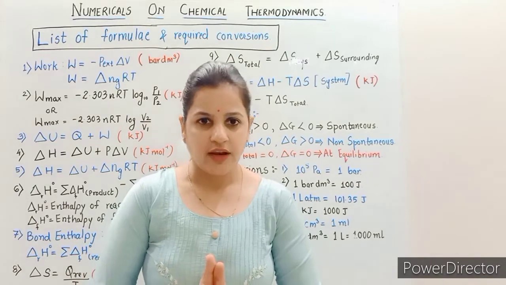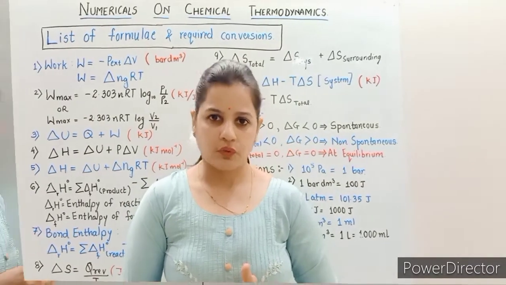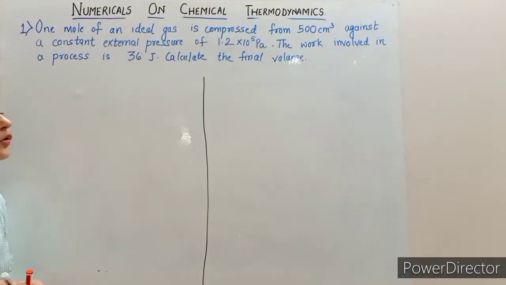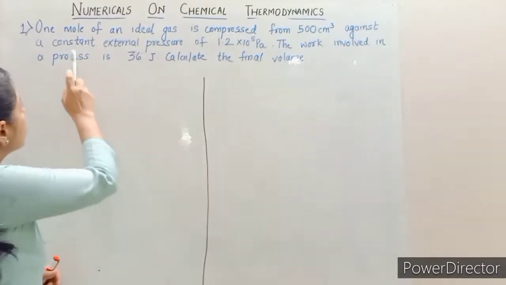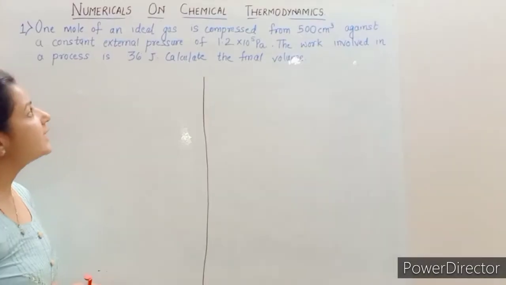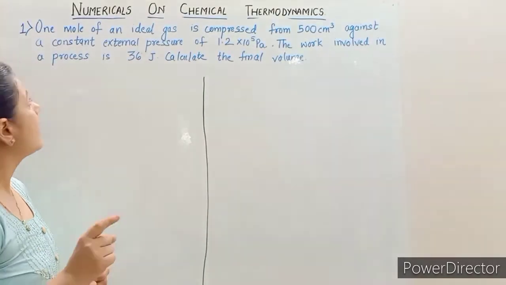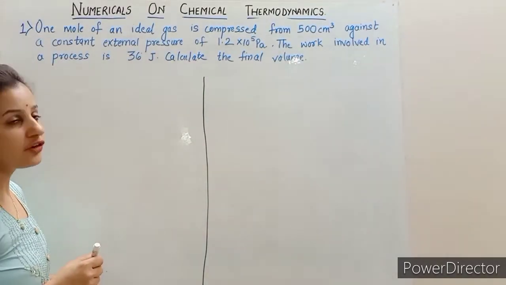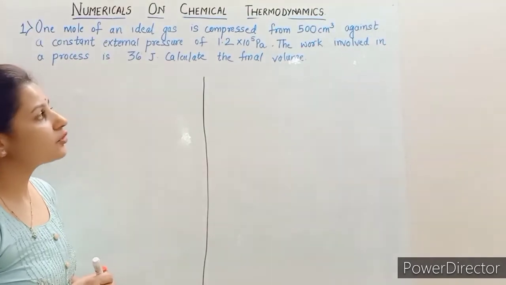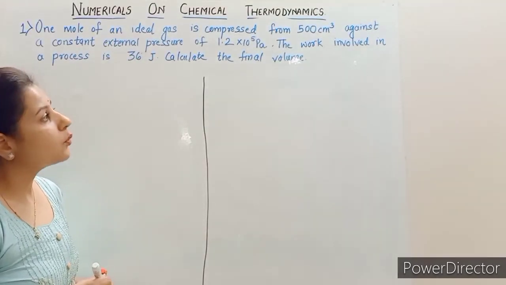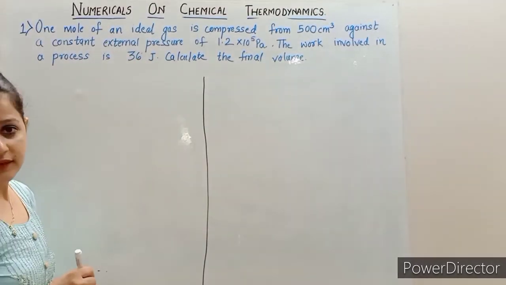So without wasting time, let us start with the numericals. Let us see our first numerical: 1 mole of an ideal gas is compressed from 500 centimeter cube against a constant external pressure of 1.2 into 10 raised to power 5 pascals. The work involved in the process is 36 joule.